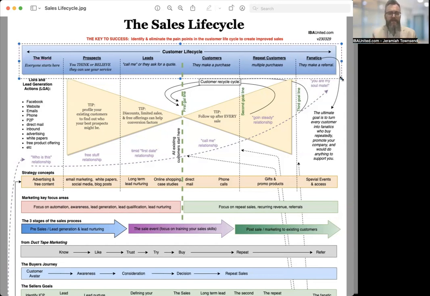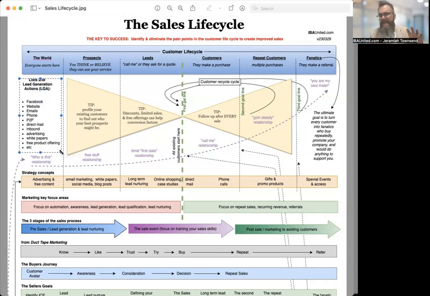The next goal line, the second goal line, is going from a customer to a repeat customer, so that they're staying on for a longer period of time. And the third goal line is where they go from being a repeat customer into a fanatic of your business. That's the sales process there. That's the sales life cycle. Now let's look at some of the details here as we're looking into this.